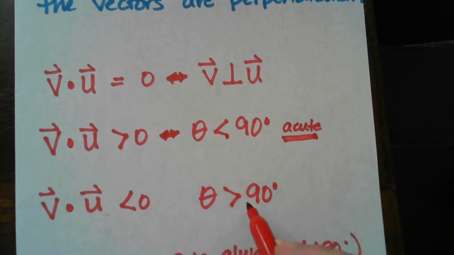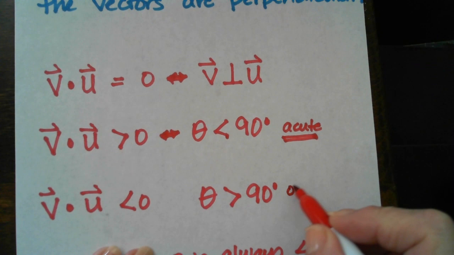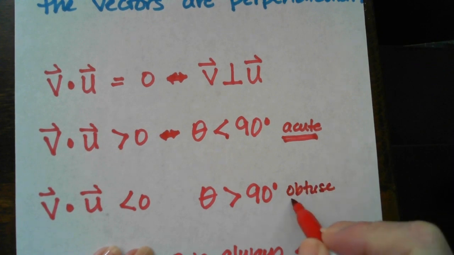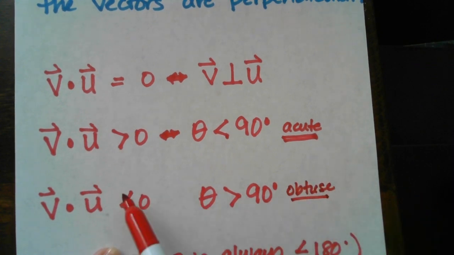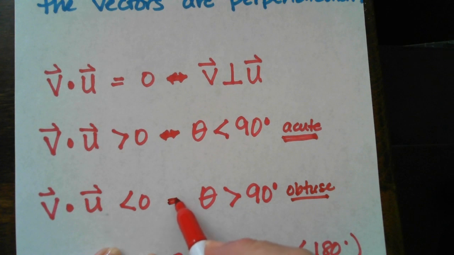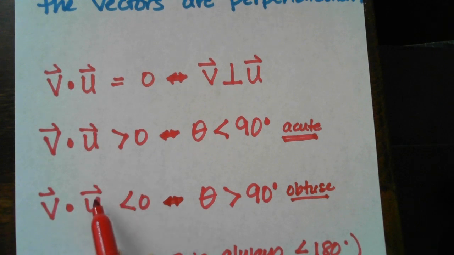And our last one of biconditional is when they are obtuse. When the angle between is greater than 90 degrees, meaning obtuse, then the dot product is going to be negative. The dot product is less than 0, so it means negative. And this again is biconditional, meaning it doesn't matter whether you start with the angles and you can talk about the dot product, or you have the dot product and you can say that the angles are obtuse.